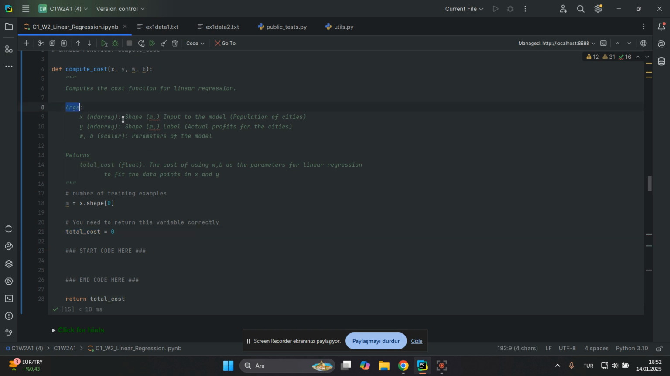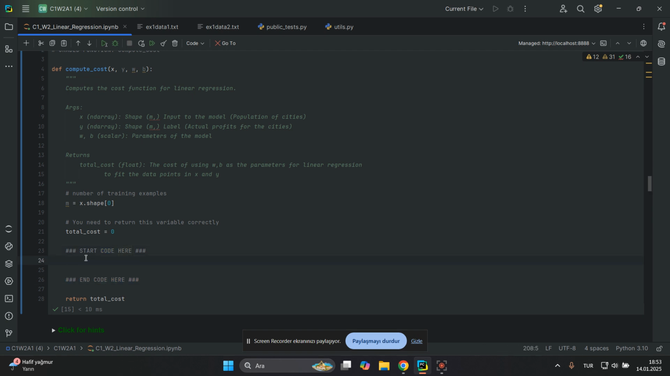This is the args, and we haven't defined it, and the other stuff. I am going to solve this, and I will show how I am doing it. Let's start from here. Total cost is equal to 0, and start the code from here.